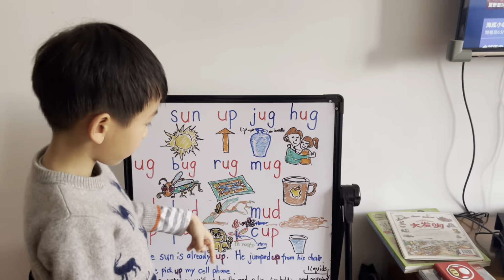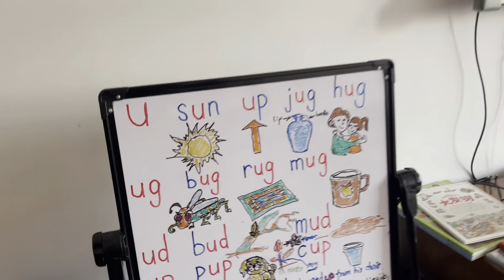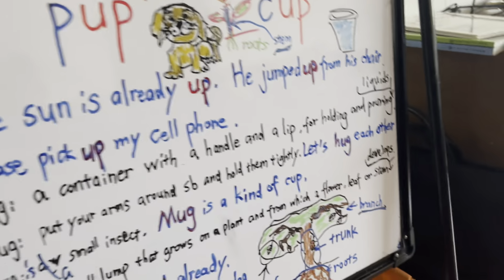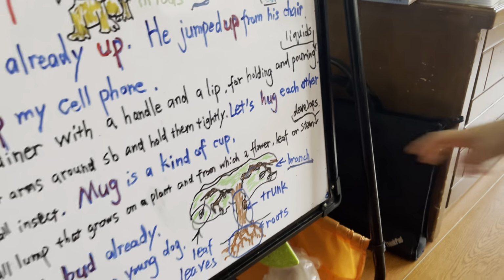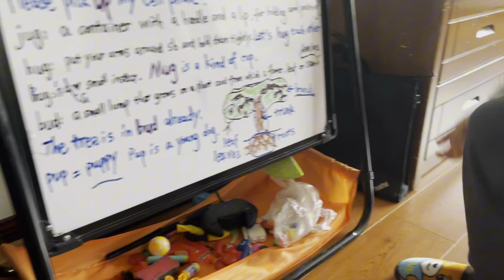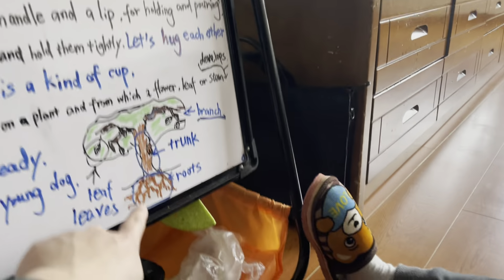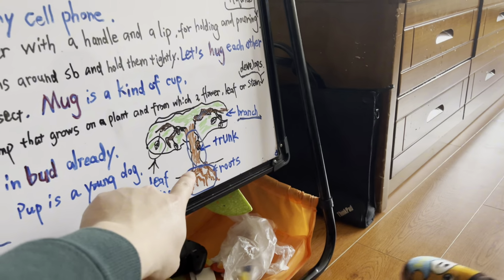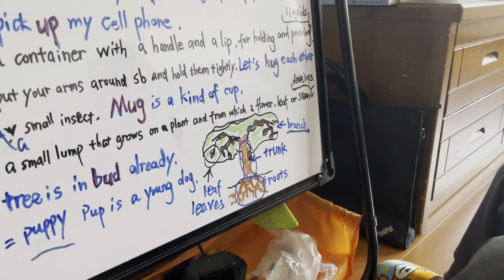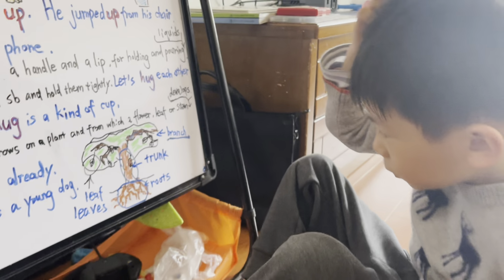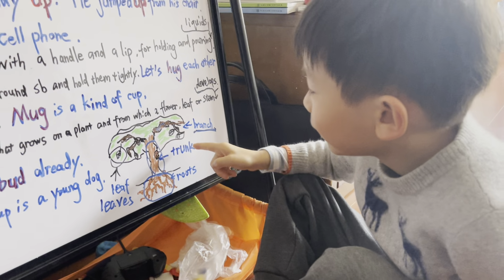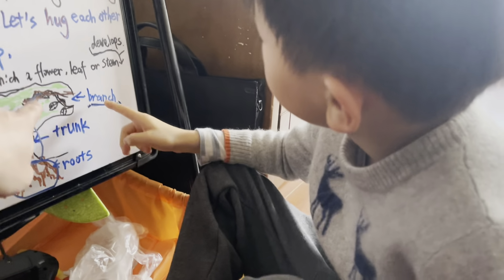Next one. Mud. Can you see the part of the tree under the mud? What is it? Tree. Yes. 把你画的图案全部读了。Can you see this part of the tree? What is it? It is called roots. Trunk. Very well.